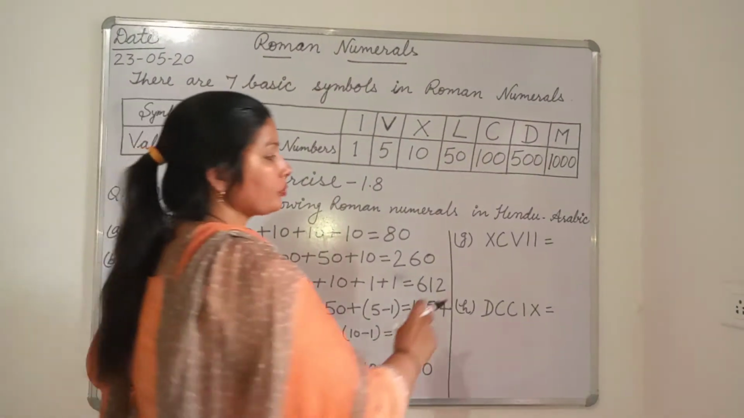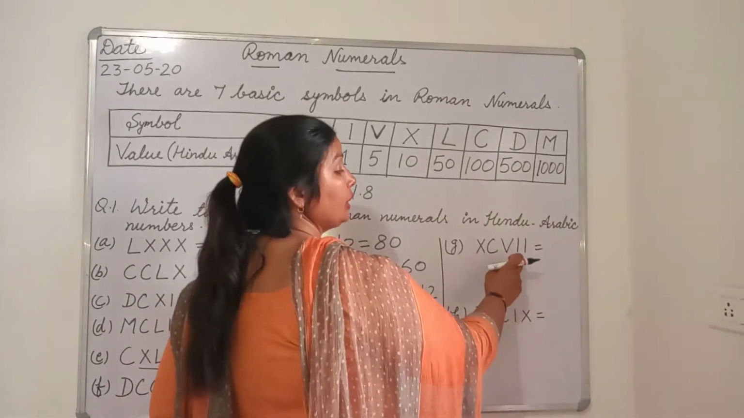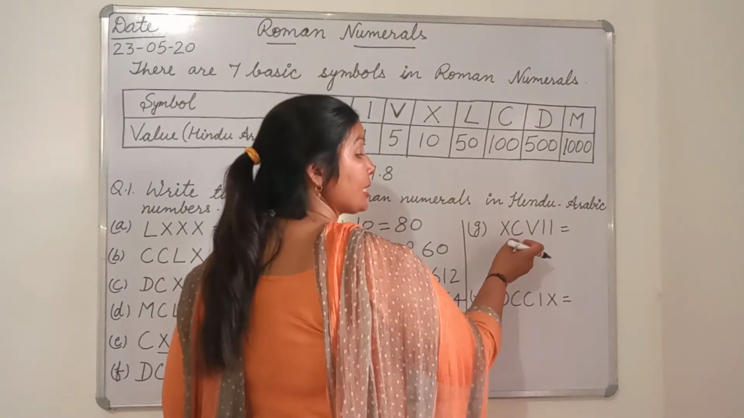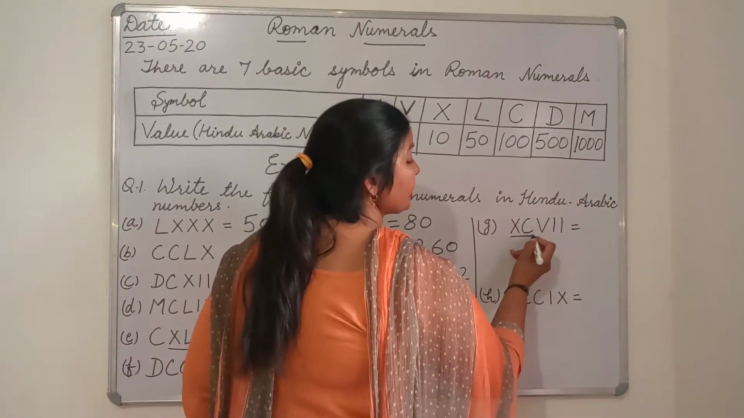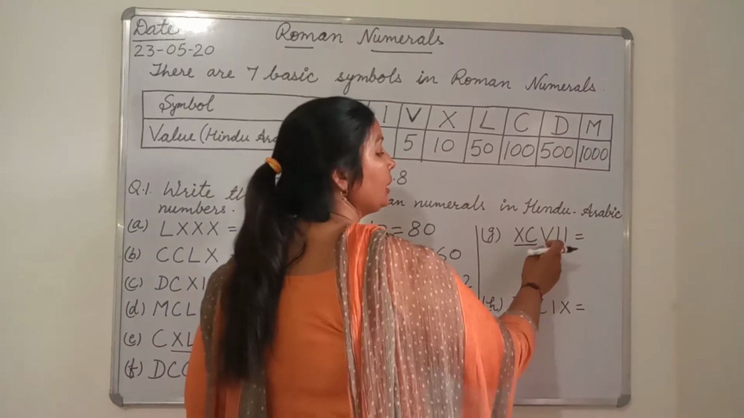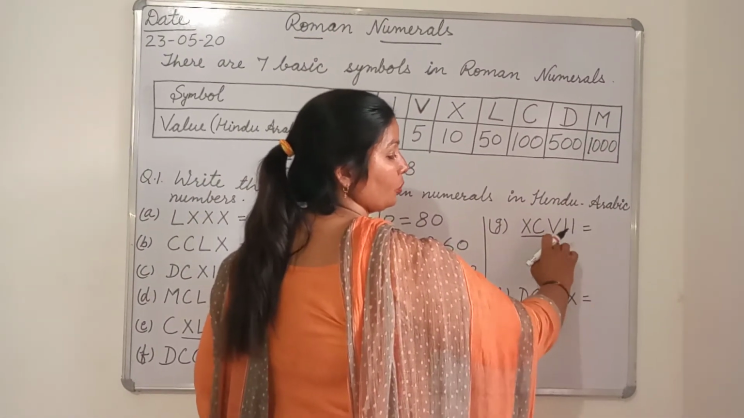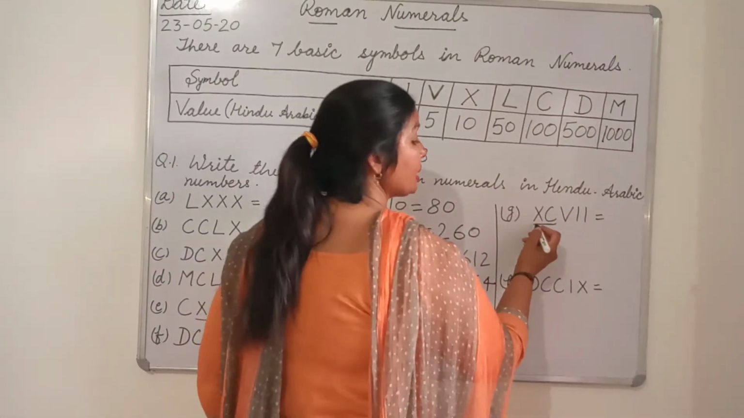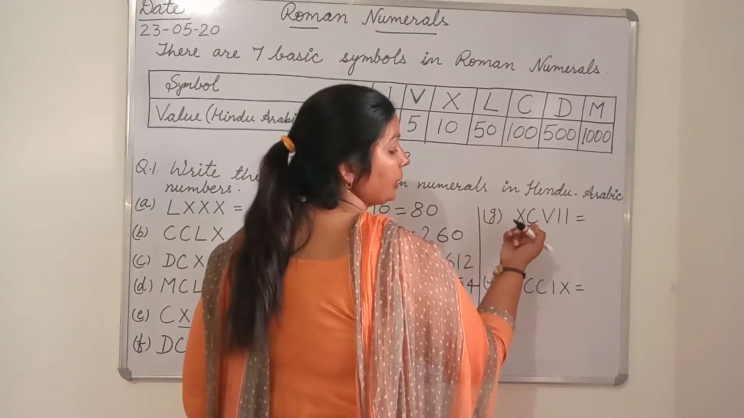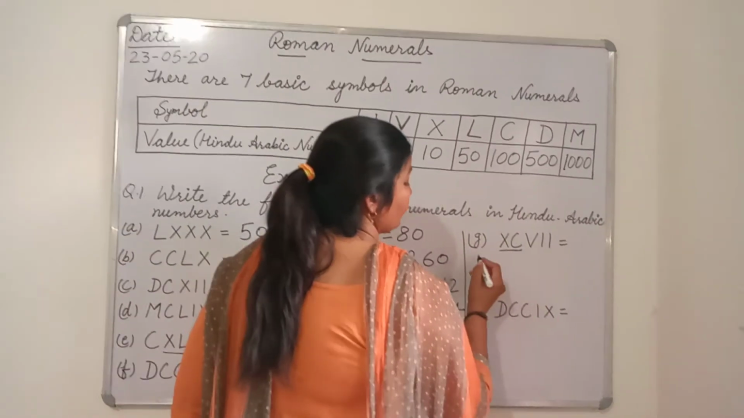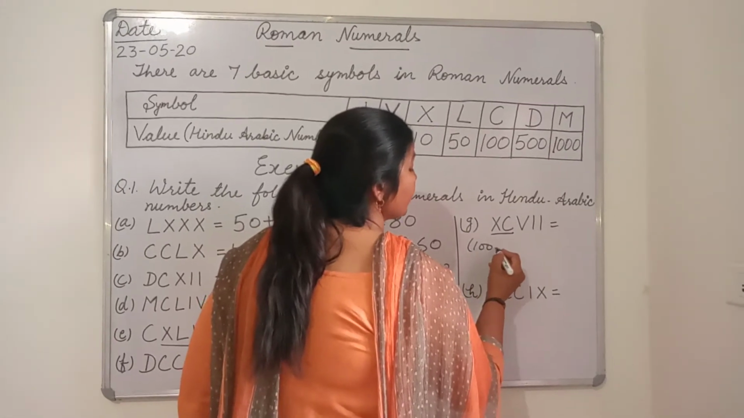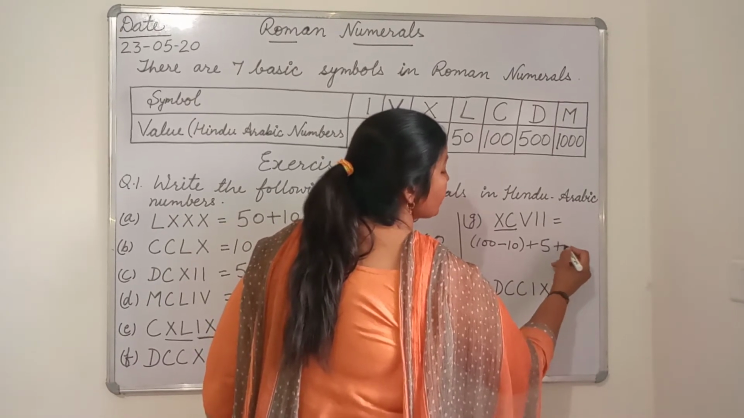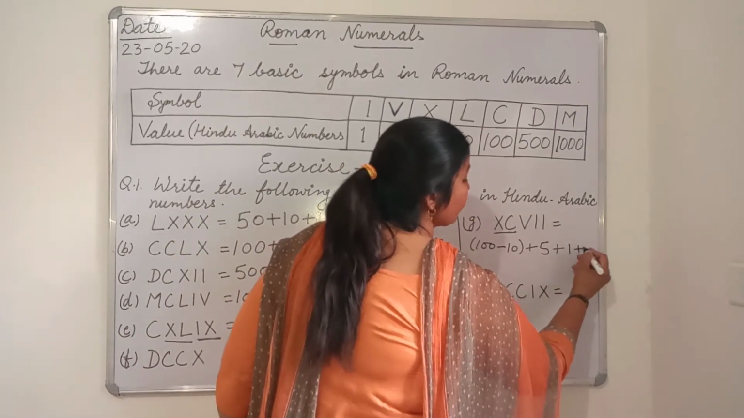Okay. Next is X, C, V, I, I. You will see that X then C, a big symbol. That means this X is subtracted from C. Then VII is in addition form, because all are big to small. But here it is small to big, so that means this is in subtraction. So C means 100 and X means 10. So first of all we write here 100 minus 10. Then plus V means 5, plus I means 1, plus I means 1.